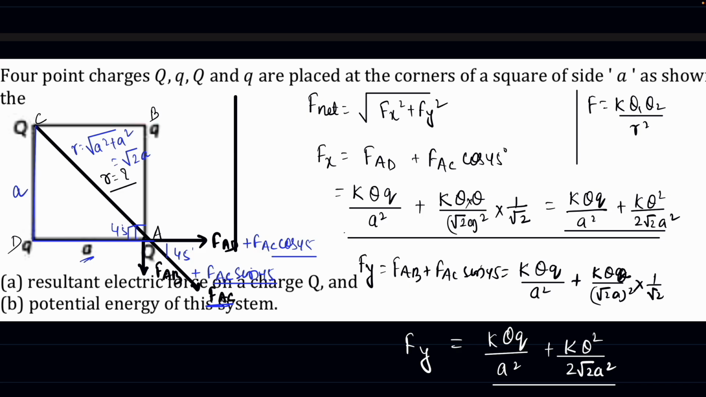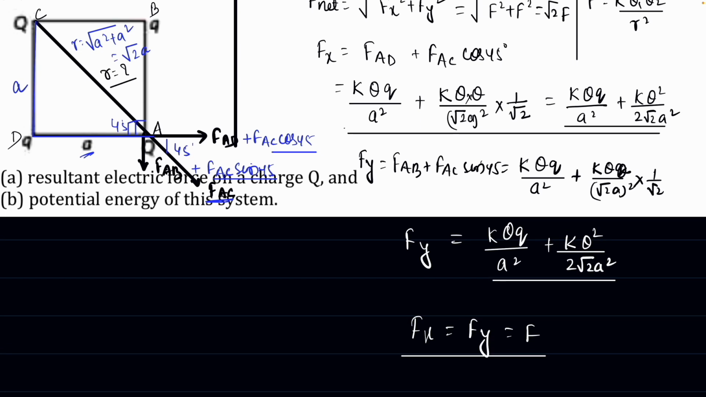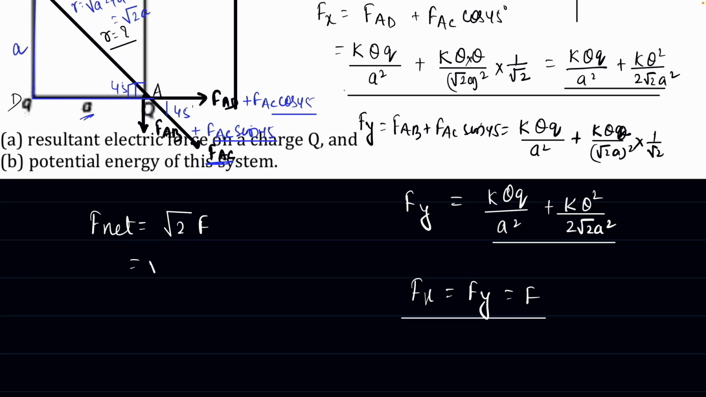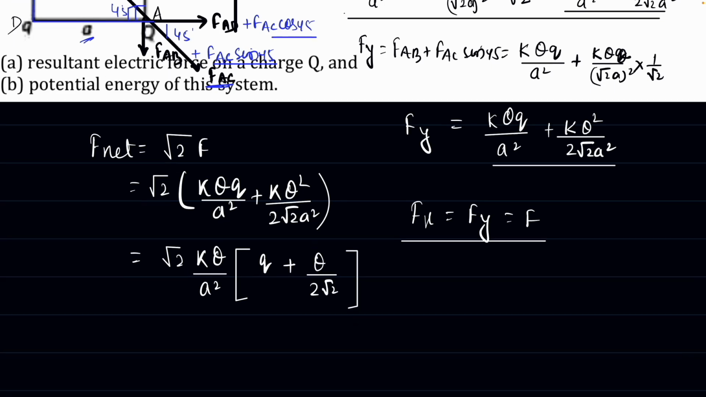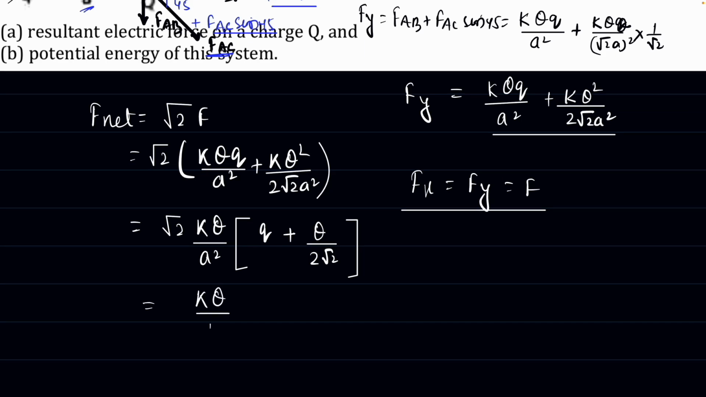Now if we substitute the value of Fx and Fy here, so it is root of F square plus F square, equal to root 2 F. So now F net is equal to root 2 F, and F value we can substitute any Fx or Fy. So root 2 into K capital Q a small q by A square plus K Q square by 2 root 2 A square. Further, we can take common root 2 K capital Q by A square is common. We find it as a small q plus capital Q by 2 root 2. This also can be written as K capital Q by A square into root 2 q plus capital Q by 2. So this is the answer of the net force. We got it.